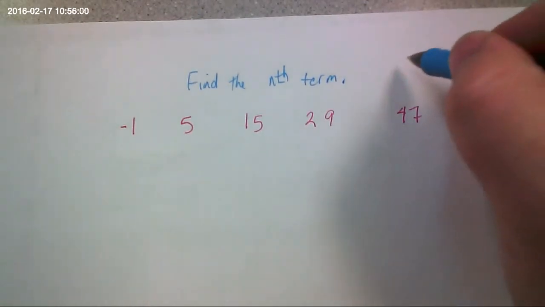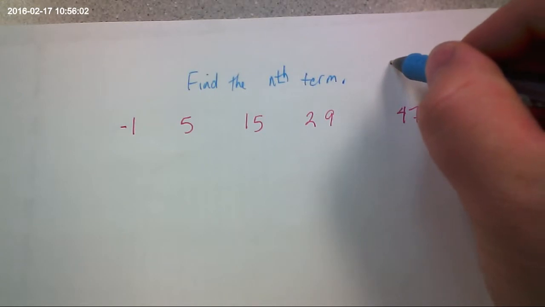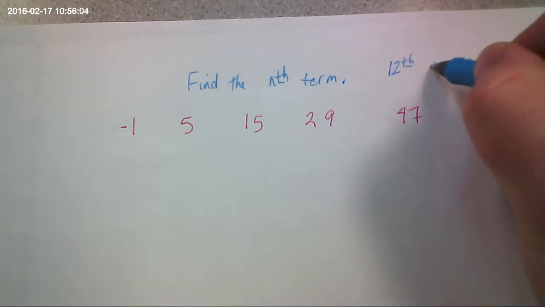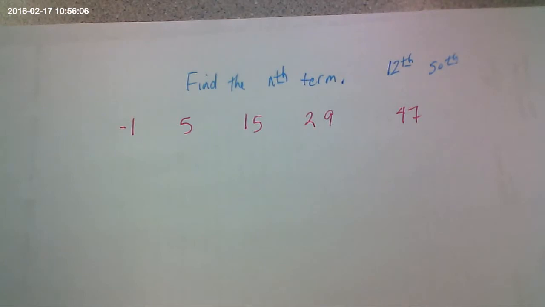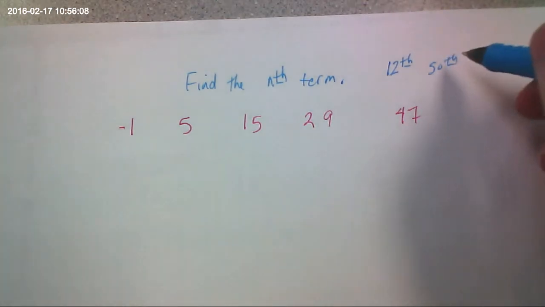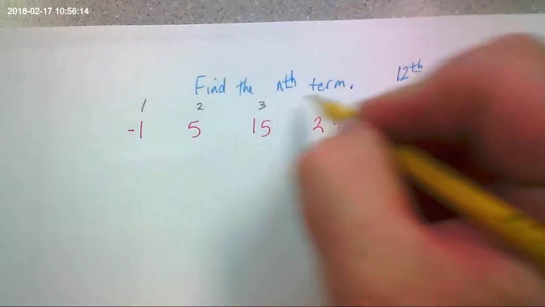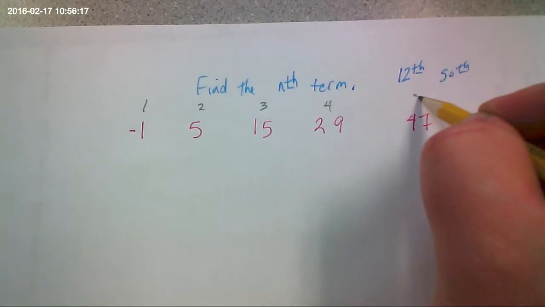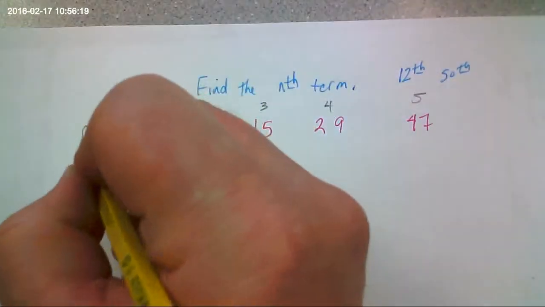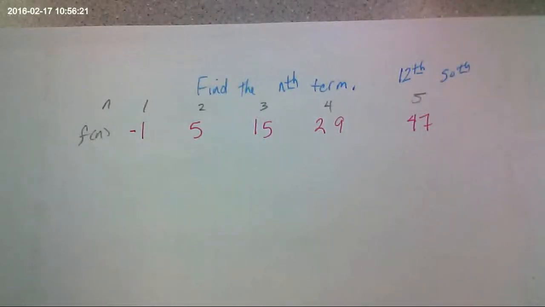When I'm done, I'm going to go ahead and find, I don't know, the 12th and 50th terms also, because a lot of times they ask you to do that. So the first thing I do is I write which term it is right on top. It just helps me keep everything organized. And so I create this little table.